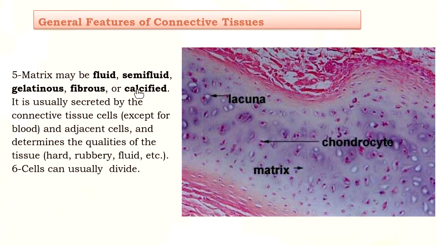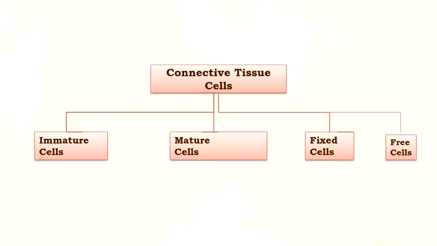The sixth is cells can usually divide. That means the cells are continuously dividing. Whenever there is need, these cells have the ability to divide. Is it clear? These are the 6 characteristic features of the connective tissue. Now we will study the components of the connective tissue. As I roughly told you, it consists of 3 components: the cellular component, the ground substance, then the extracellular matrix in the form of different fibers.